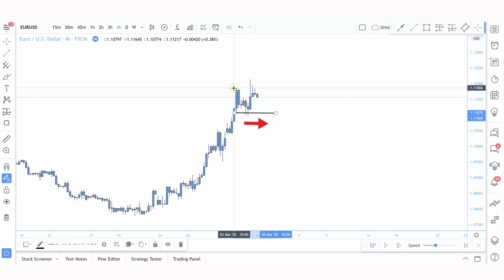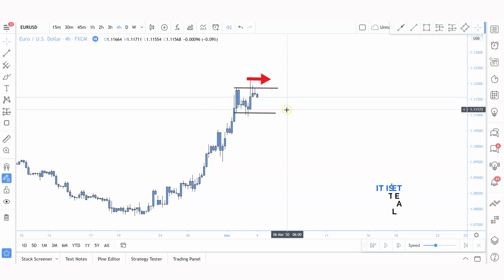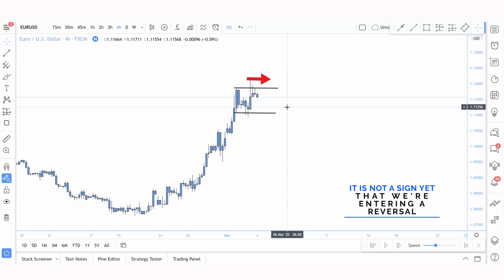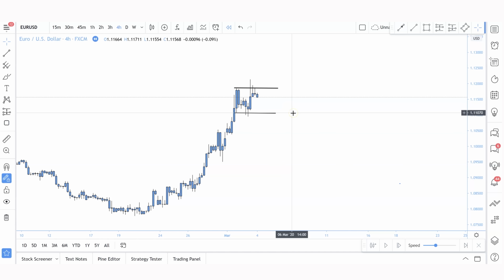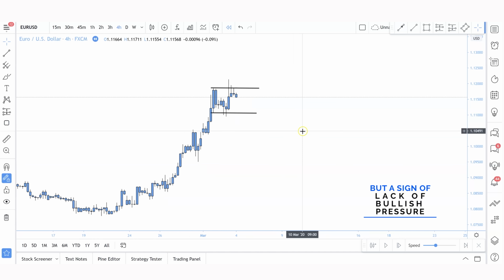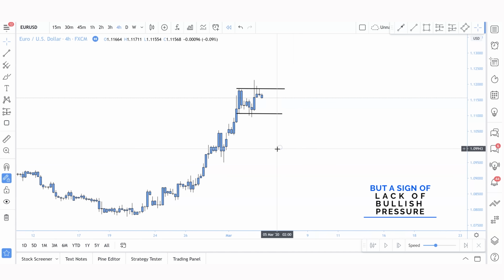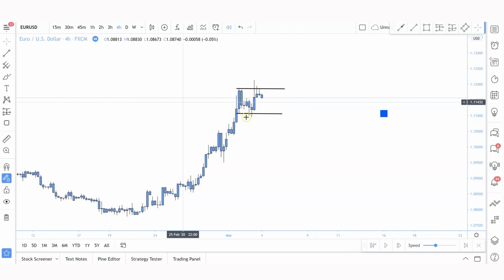Now, here in this example, what we see here is price action making that higher low. But just above, we have the higher high that's failing to break above. Now, this is not a sign yet that we're entering a reversal. But what it is a sign of is that at this moment in time, there is a lack of bullish pressure.